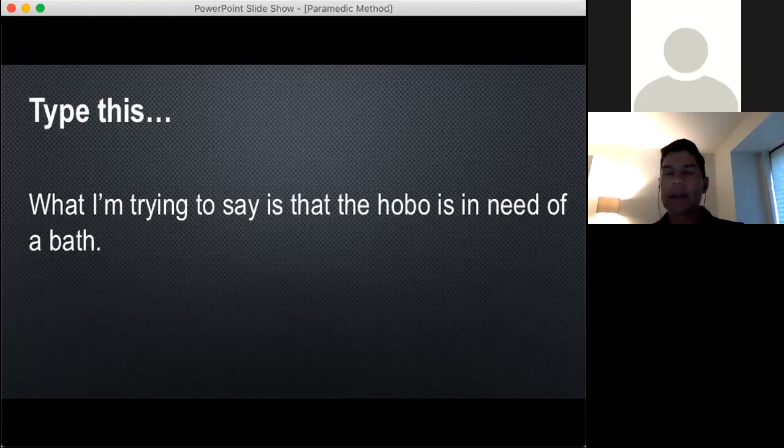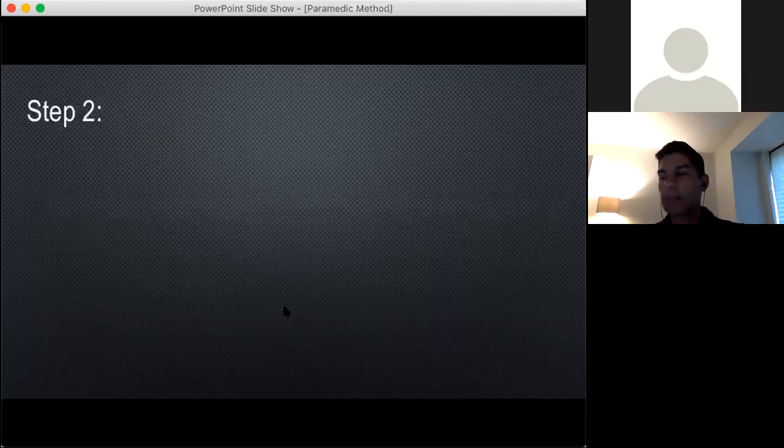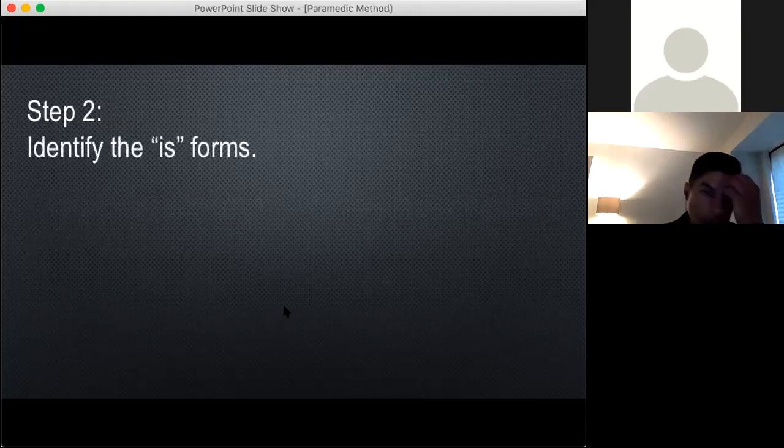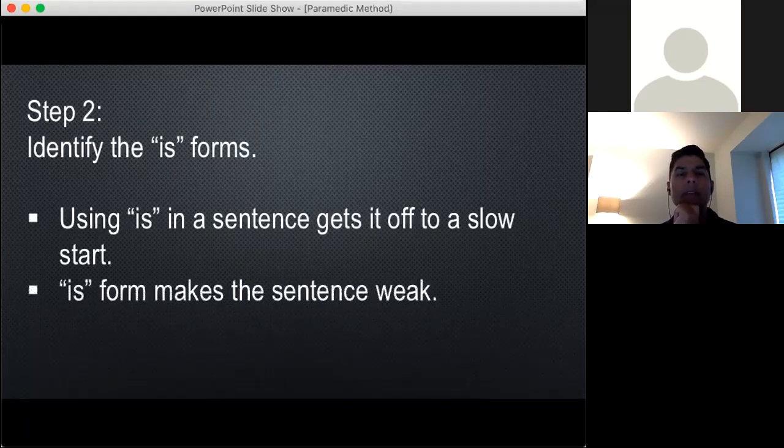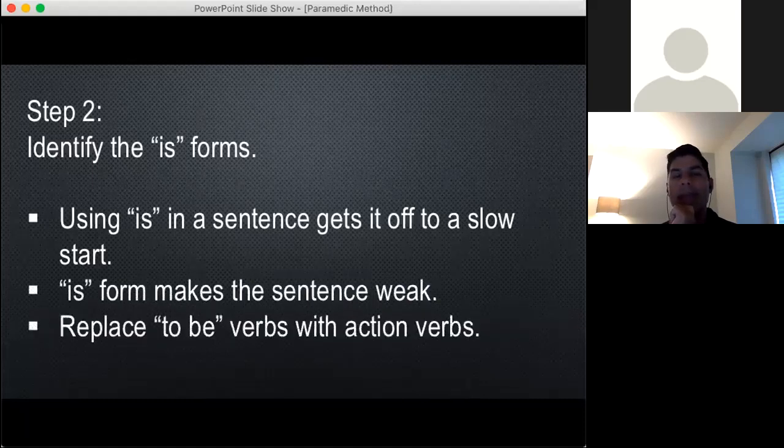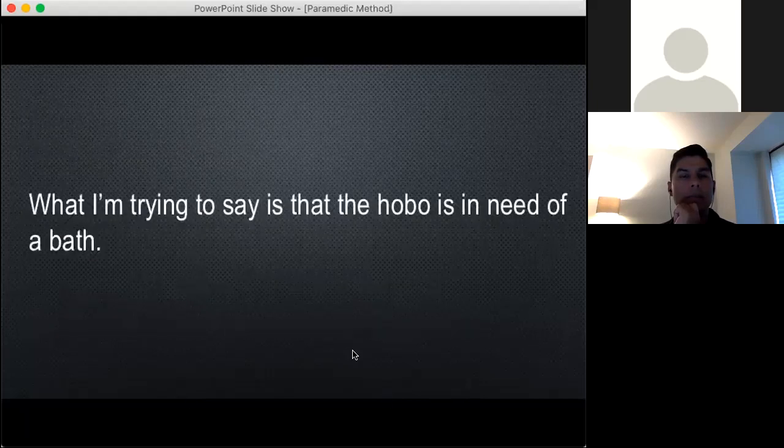All right, I assume you typed it already. Step two is to identify the is forms. Using is in a sentence gets it off to a slow start. The is form makes the sentence weak, so replace to-be verbs with action verbs. That's what we're trying to identify in the is forms. So here, how many is do we find?